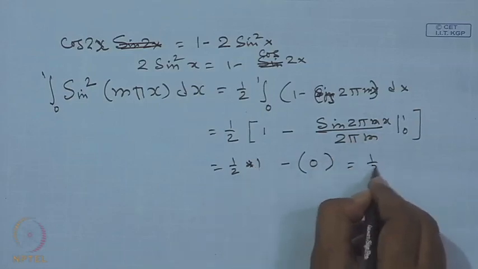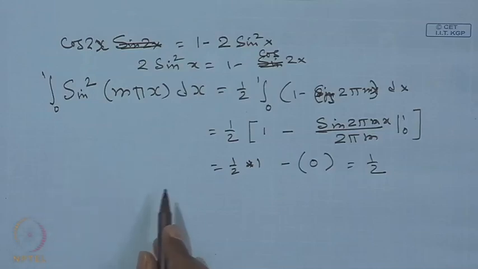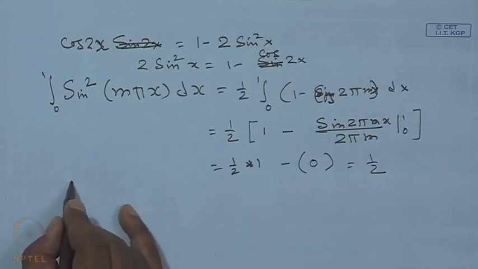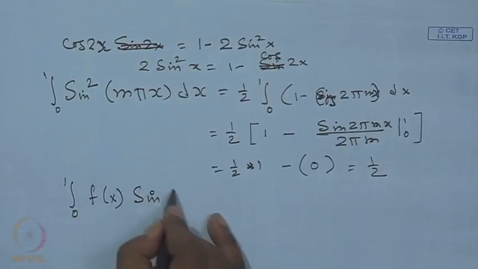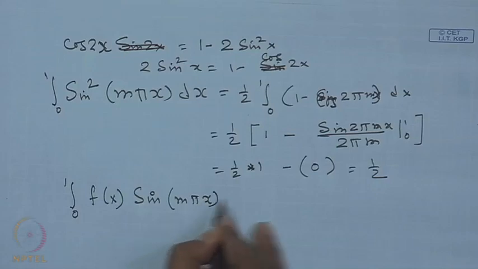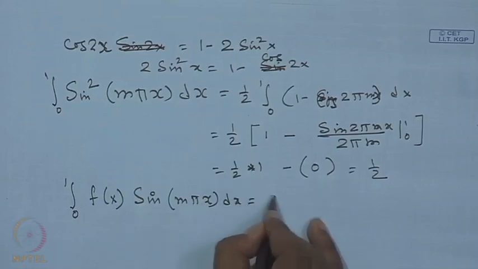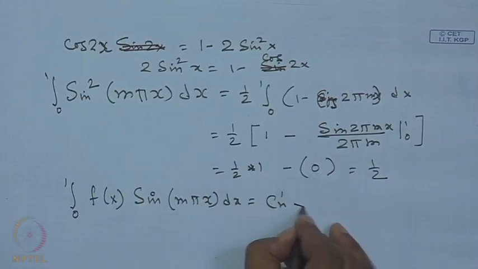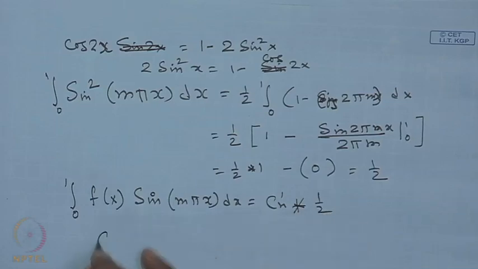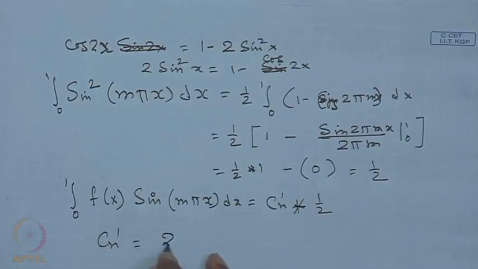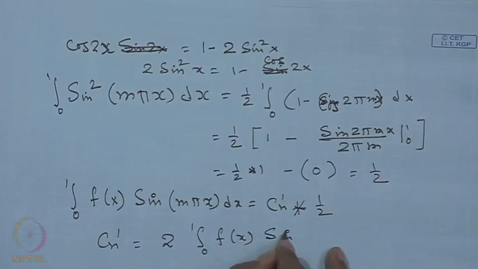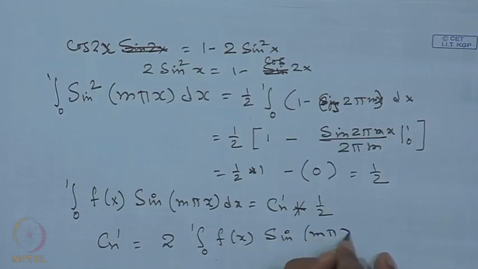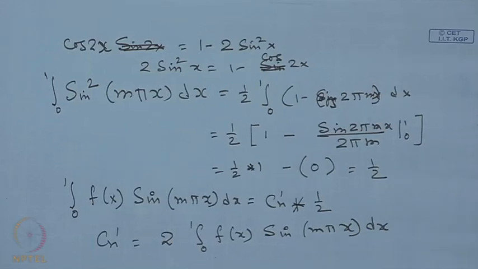So, it becomes half. So, the integration of sin square m pi x dx is nothing but half. Therefore, what we will be getting is, from 0 to 1, f of x sin m pi x dx is equal to C n prime multiplied by half. So, C n prime is nothing but 2 times the integral from 0 to 1 of f of x sin m pi x dx.